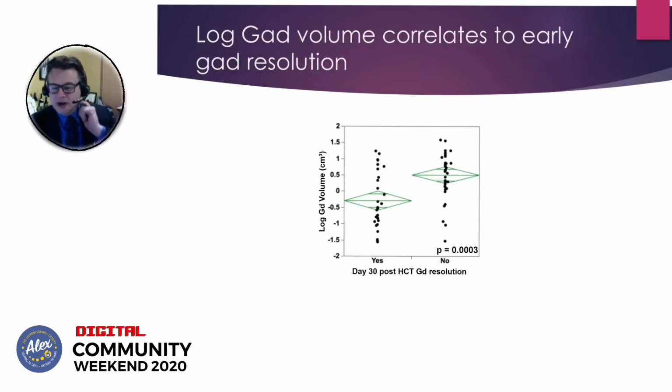Now this is just a breakdown of all the boys in the study. Again, log GAD volume is shown on the y-axis, and then did they resolve their gadolinium 30 days post-transplant, yes or no. And you can see the boys with the lower amount of GAD volume were more likely to resolve their gadolinium by 30 days post-transplant, and the data is highly significant.